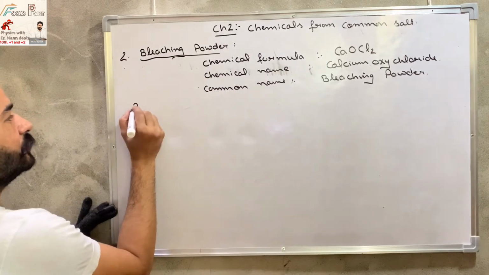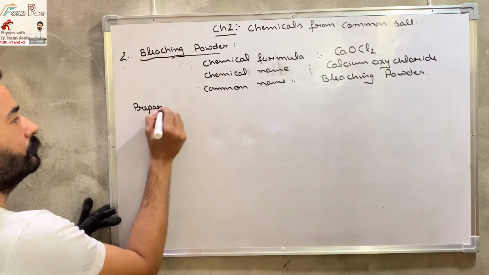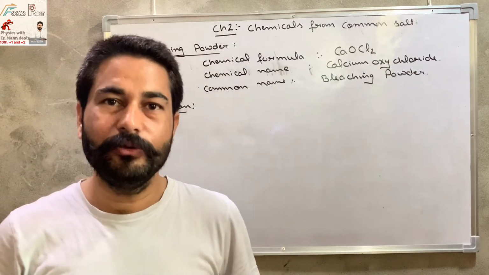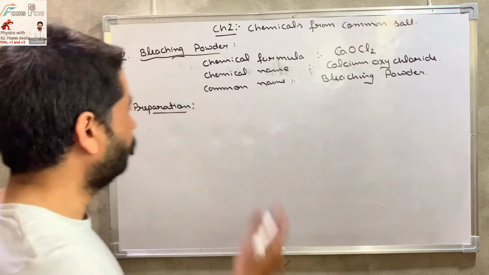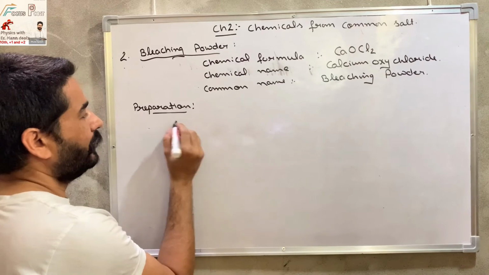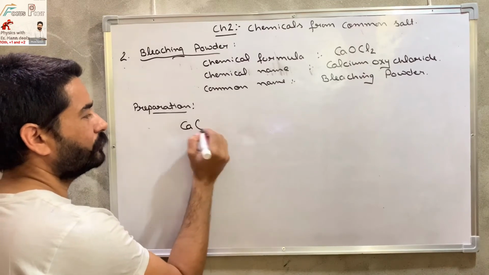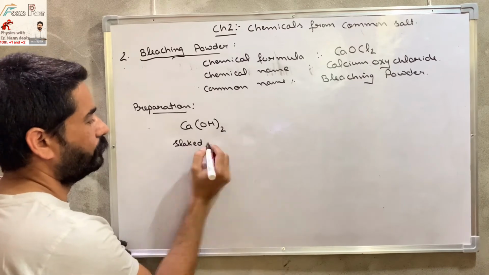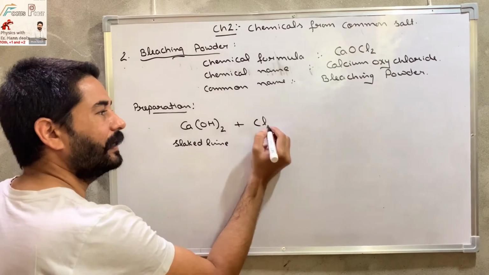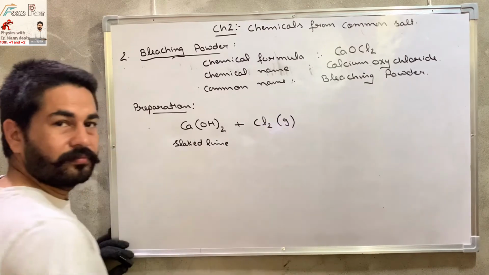So first thing, let's do the preparation. Now according to your books, there is only one reaction for how bleaching powder would be prepared. Let me tell you that first. So I'll take slaked lime. What is the formula of slaked lime? Calcium hydroxide. Then I'll pass chlorine gas in the slaked lime.